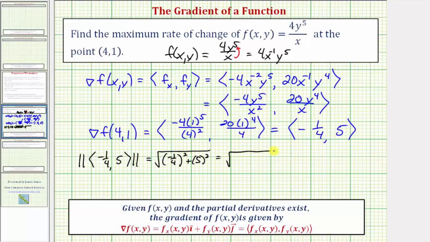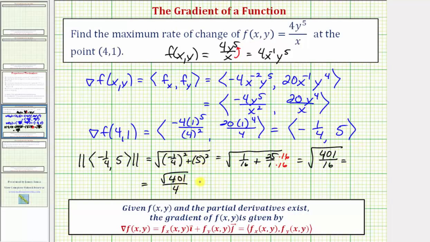So this is equal to the square root of negative 1/4 squared plus 5 squared. This would be the square root of 1/16 plus 25, or 25 over 1 if we want to find the exact value. The common denominator would be 16 here. So this is going to be equal to the square root of, our denominator is going to be 16, and for the numerator, 25 times 16 is equal to 400. 400 plus 1 is 401. And since the square root of 16 is equal to 4, the exact value of the magnitude would be equal to the square root of 401 divided by 4.